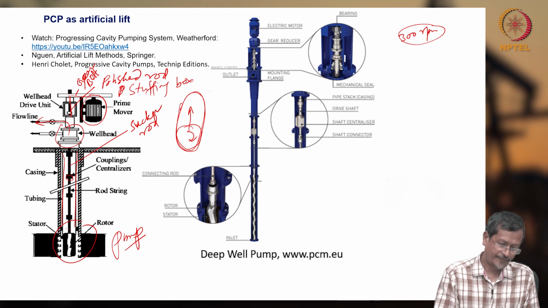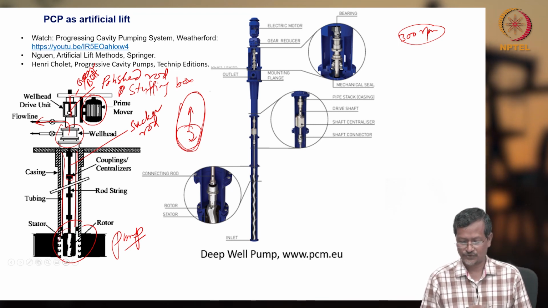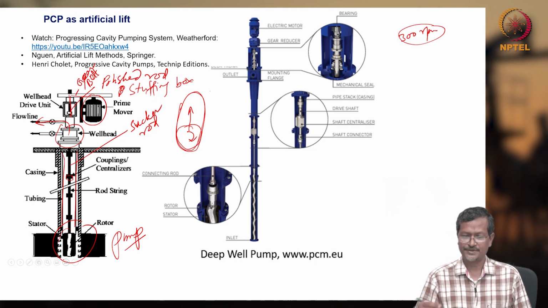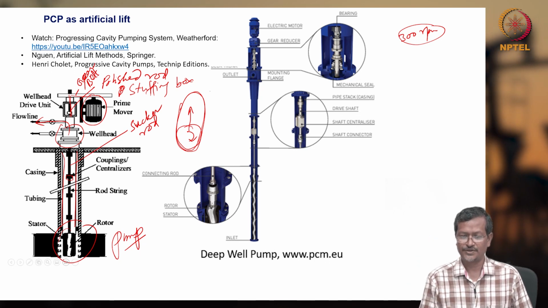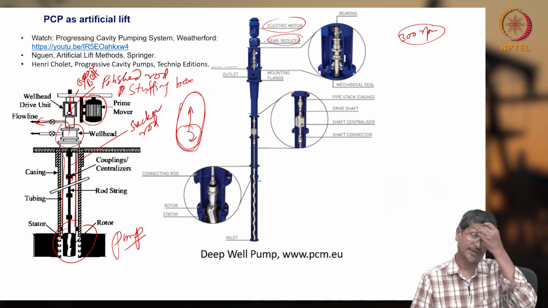Then the pump will have its rotor and stator mechanism. Okay, so another pump I have taken from the PCM website. This pump shows how the systems are arranged from vertical top to bottom. First the electrical motor is there, then the gear reducer. So again, they are directly using a gear reducer.